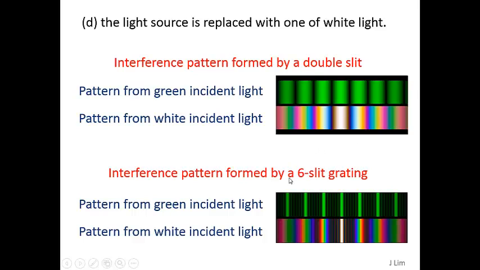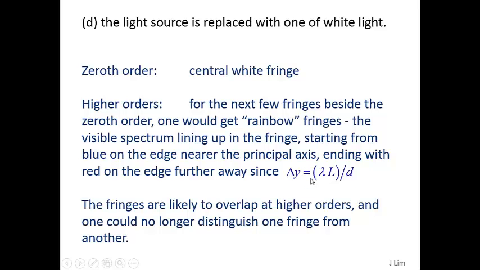If it's a 6-slit grating, then the pattern will be as follows. For zero order, you have a central white fringe. For higher orders, the next few fringes beside the zero order, one will get rainbow fringes. The visible spectrum lines up in the fringe starting from blue on the edge nearer the principal axis, ending with red on the edge further away.